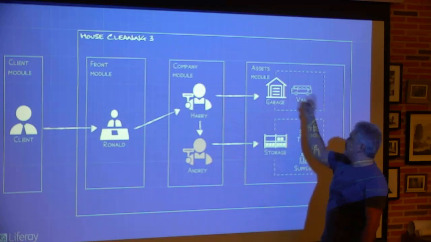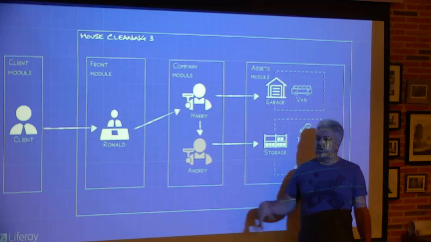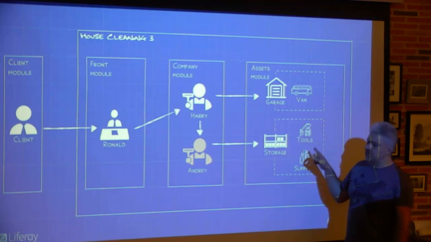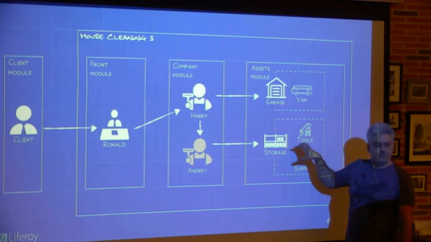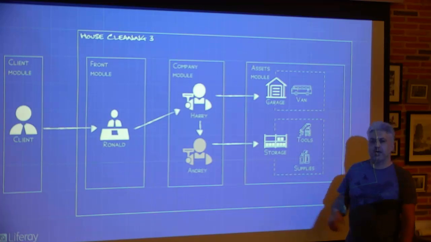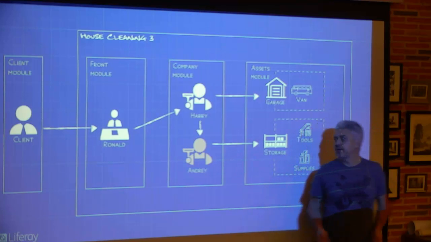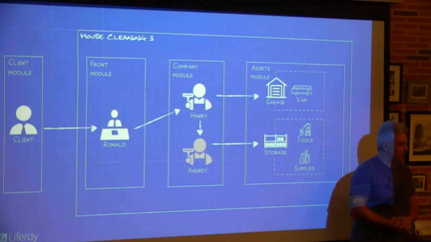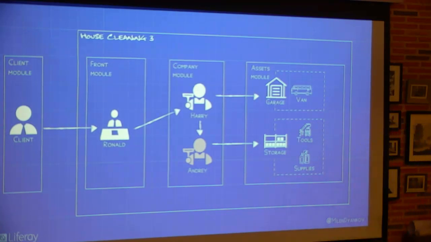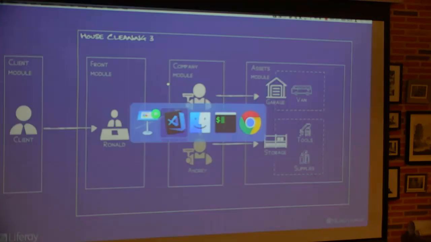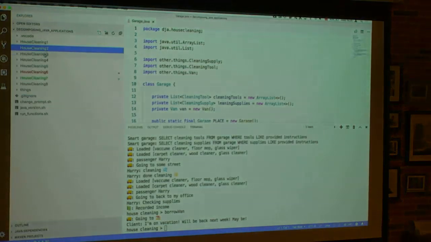Now I'm in charge of the garage and the van, and Andre is in charge of the things in here, like tools and supplies. So when we get the order form, he knows what to prepare for me. More optimizations, right? So let's see how that works in terms of code. So that's example 3.